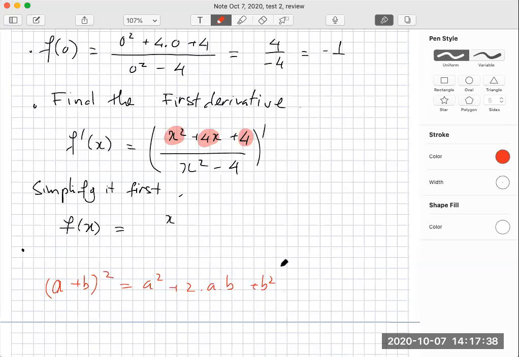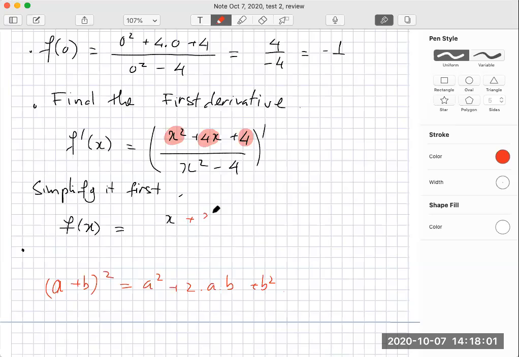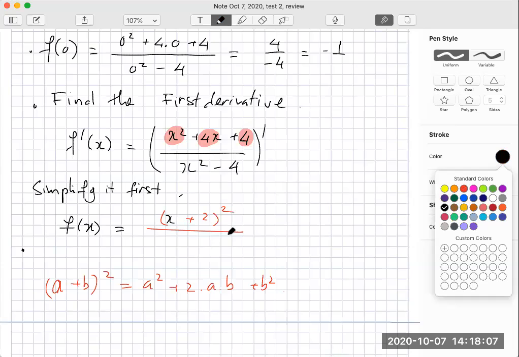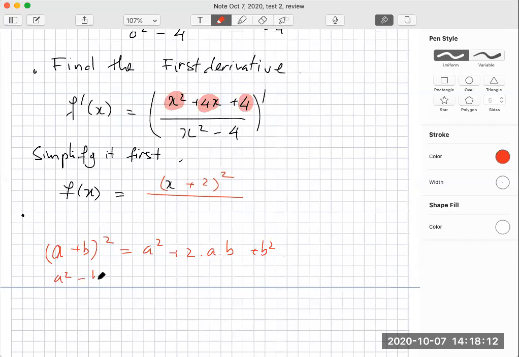We have seen this many times, okay? In our case, a is x, and b in this case is 2, right? So applying this formula, we can group it fast: x plus 2 squared. Very good. That is the numerator, okay? And for the denominator, we use another formula that you have seen many times: a squared minus b squared will be a minus b times a plus b, right?